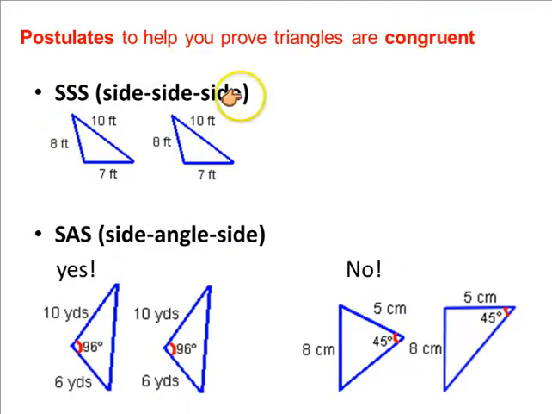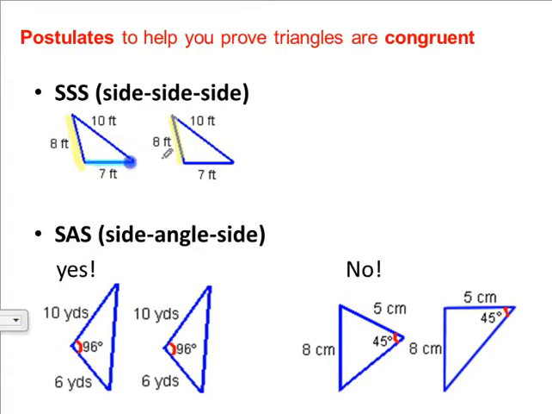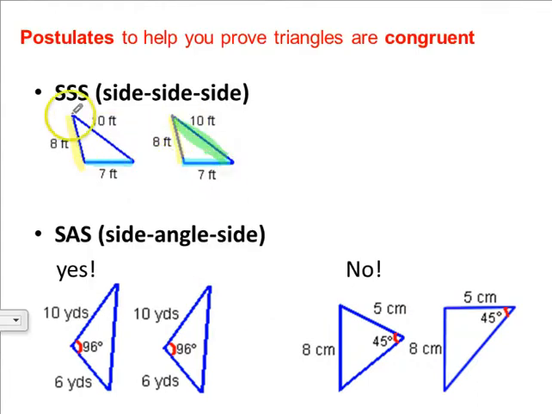Side, side, side. Alrighty. If we can prove the corresponding sides, all 3 sides, and I'm highlighting the corresponding ones so that you can see that visually, if we can prove that all the corresponding sides are congruent, then we've just proven that the 2 triangles are congruent. So that's side, side, side. Make sure you copy that one down.